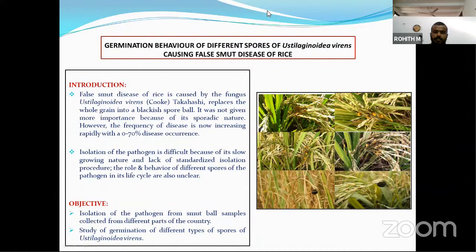The disease turns the whole grain into a blackish or yellowish spore ball. The isolation of the pathogen from the smut balls is slow because of the slow growing nature of the pathogen, and the role or behavior of the different spores of the pathogen in its life cycle are also unknown. Our objective was to isolate the pathogen from smut ball samples collected from different parts of the country and also to study the germination of different types of spores of the pathogen.